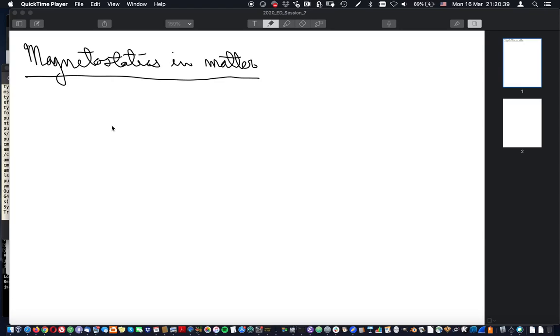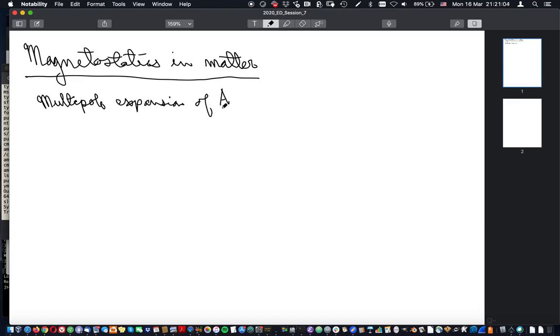Well, there's a thing that we need from the end of the last chapter in order to really discuss magnetostatics and matter properly. And that's the multipole expansion of the vector potential. So I'll just write that down. Multipole expansion of the vector potential A.